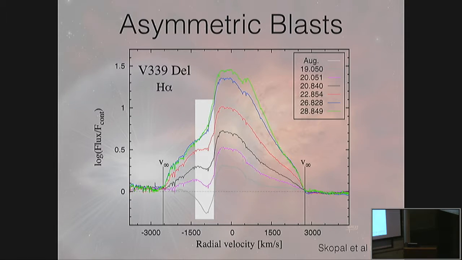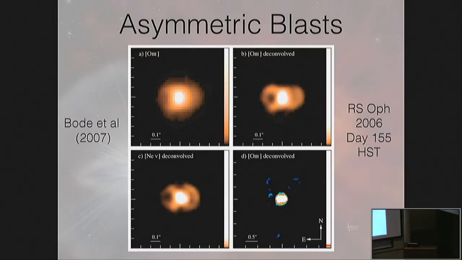A more recent version, V339 Del from a few years ago, has a profile with a bit of self-absorption, but again, nothing like a square-shaped profile that we would expect from a spherical expansion. And you deconvolve this using the fancy deconvolution HST algorithms, and you end up with something like this. This one is oxygen 3, this one neon 5, and it looks like sort of a bi-lobe thing with a blob in the middle.